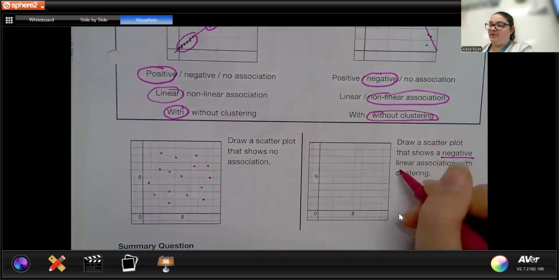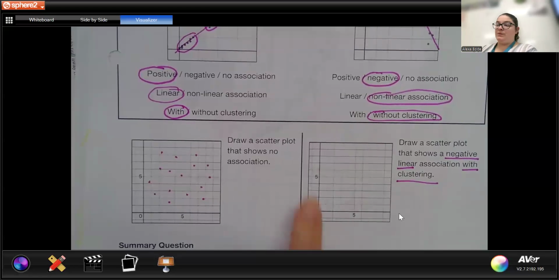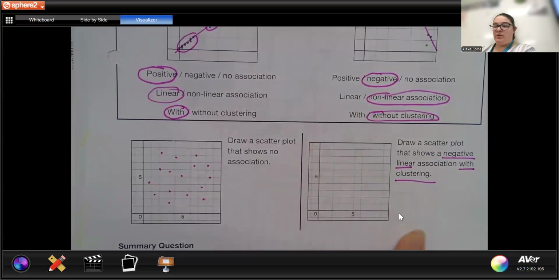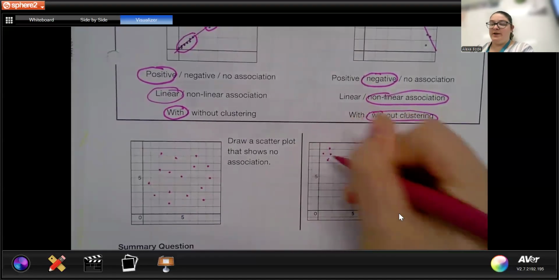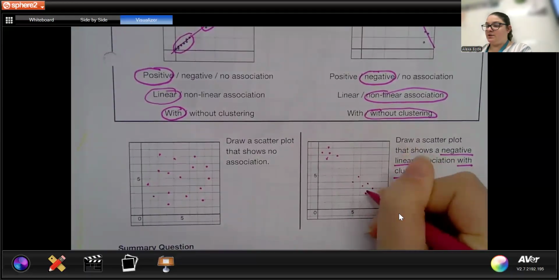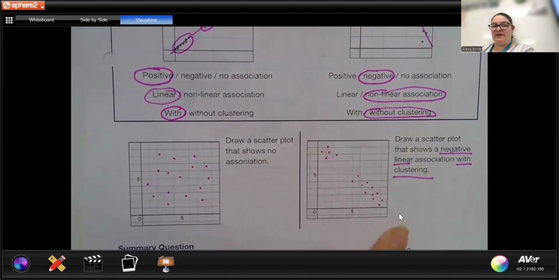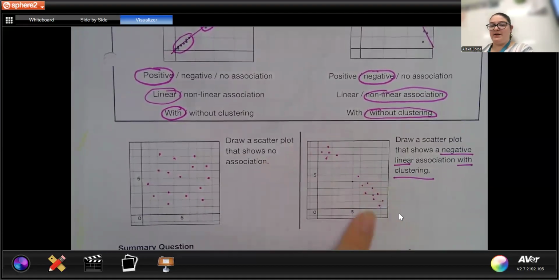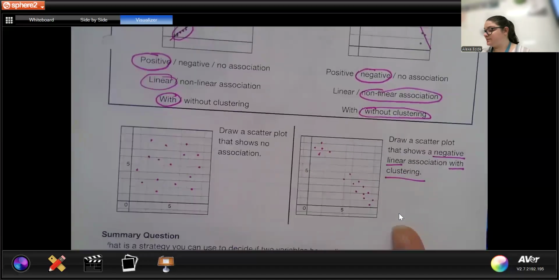So negative, linear, and with clustering. So we want it to be going down. We want it to be a straight line and we want clusters. So I could put some little cluster here and I could do some clustering there. This would be a straight line, my line of fit. I've got two main clusters and it's going downwards. Okay, yours doesn't have to be exactly like mine as long as you get the same general gist.